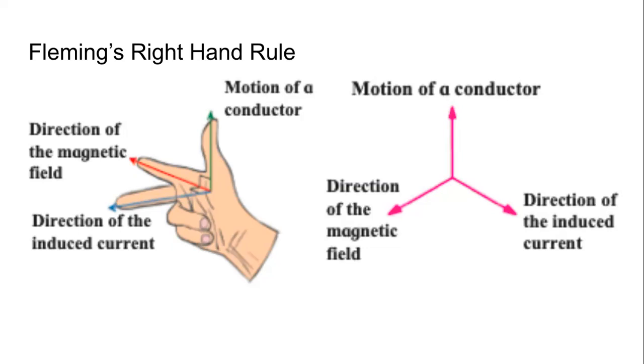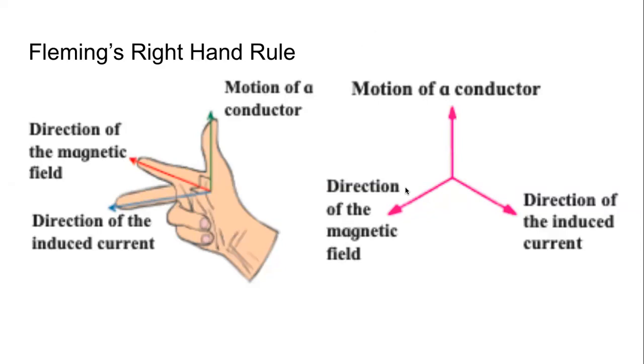Now, motion of the conductor is not the result. This is one of the inputs. So the right hand rule says, if we stretch the three fingers of our right hand, the middle finger, the index finger, and thumb perpendicular to each other, such that the index finger points in the direction of the magnetic field, the thumb points in the direction of the motion of the conductor, then the middle finger will give us the direction of electric current.